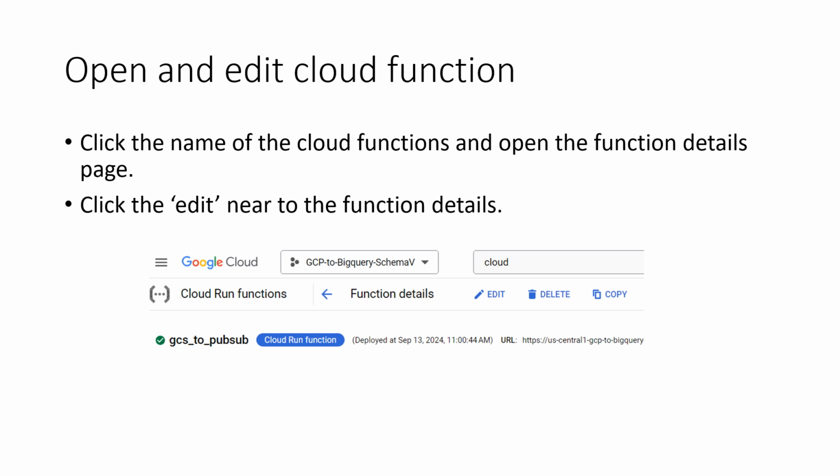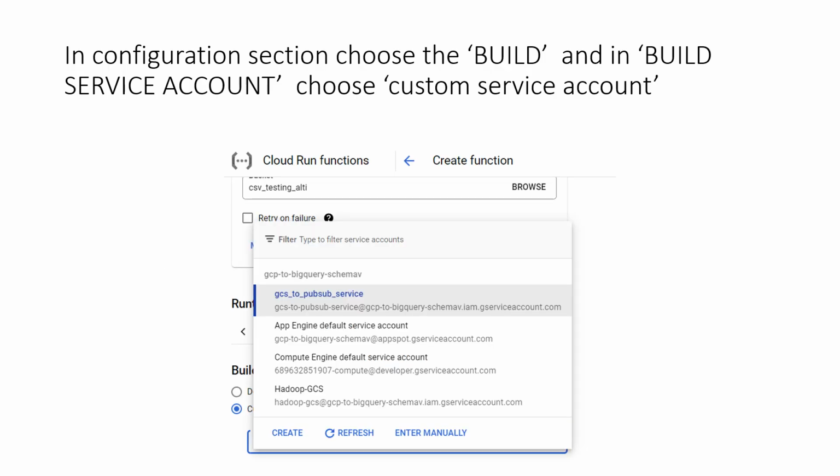We can edit the cloud function. Just open and edit the cloud function. Click the name of the cloud function and open the function details page. Click edit near the function details as given in the below screenshot. In the configuration section of Cloud Run functions, choose build, and in build service account choose custom service account. So we can choose the custom service account as GCS PubSub service, which is created in the IAM service account.